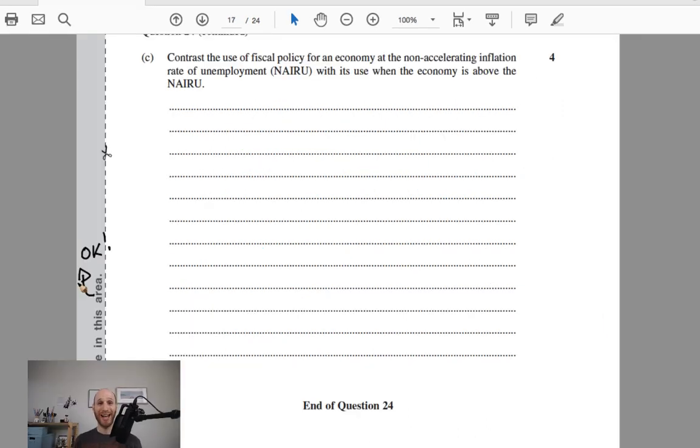Here we are at part C in question 24, and I think this is a very difficult question. So if we read this question, it says, contrast the use of fiscal policy for an economy at the NAIRU with its use at an economy above the NAIRU. So this requires quite a sophisticated knowledge of how we can decrease unemployment and how we can further decrease unemployment at the NAIRU. So in terms of thinking about it, let's accept that this is a challenging question and it's worth a decent amount of marks too.